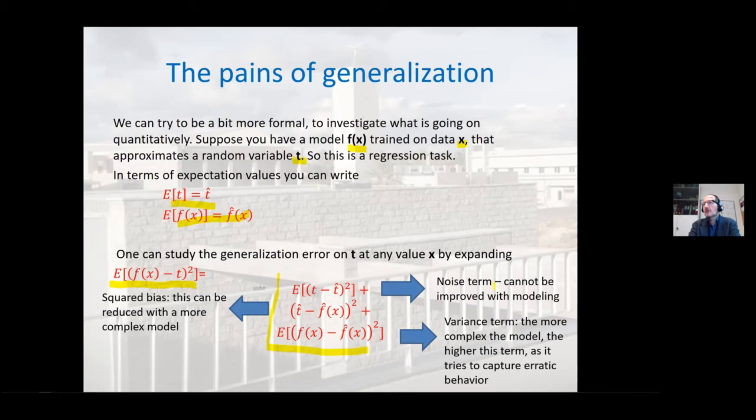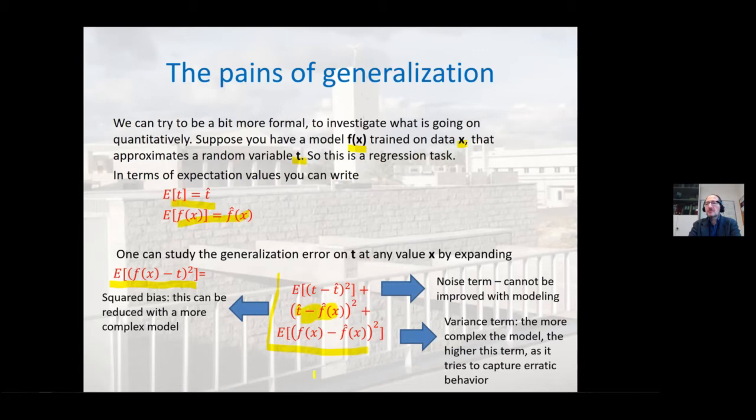But then you have a difference between the estimation of t and your f. And this is a bias. So your estimator may be biased and therefore doesn't give you the correct answer, even if we have a large data sample. But you can make a more complex model and so make this term smaller.